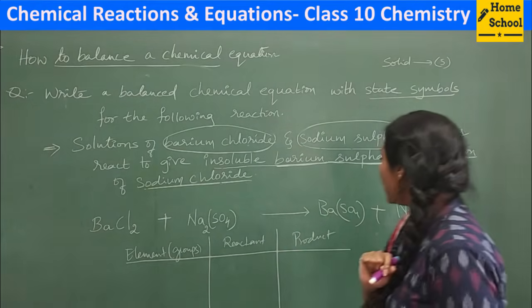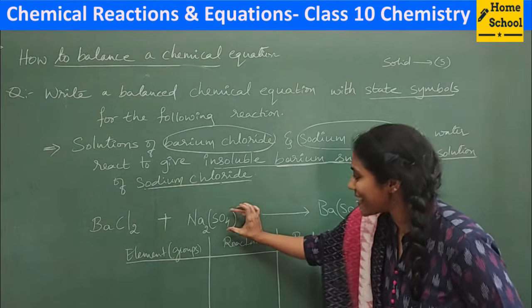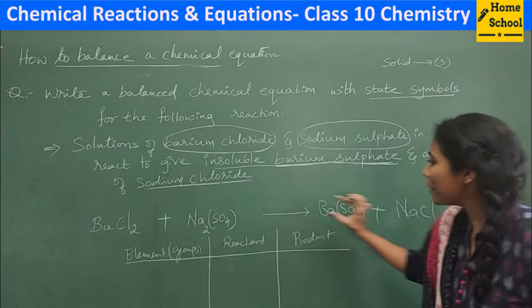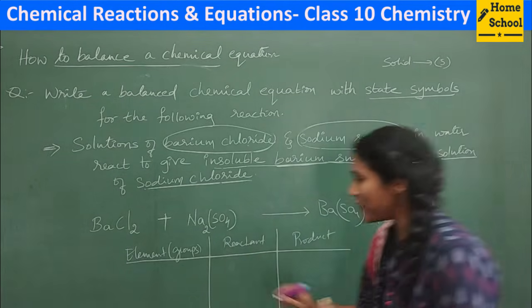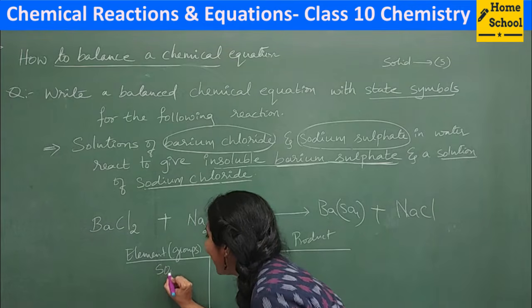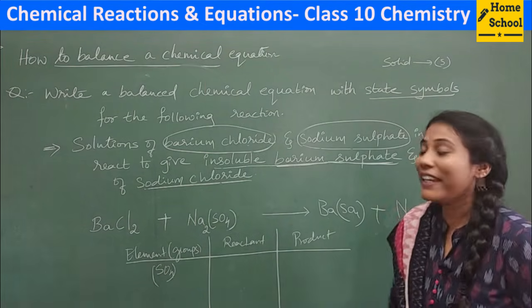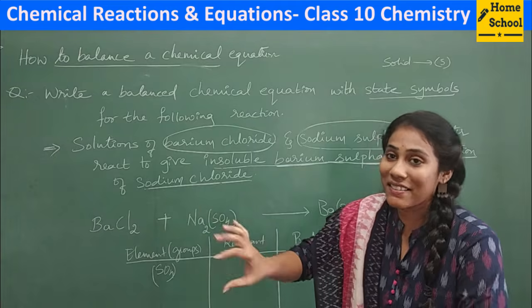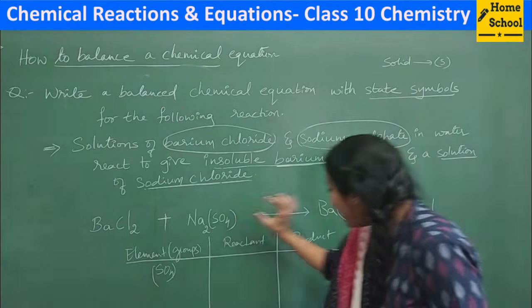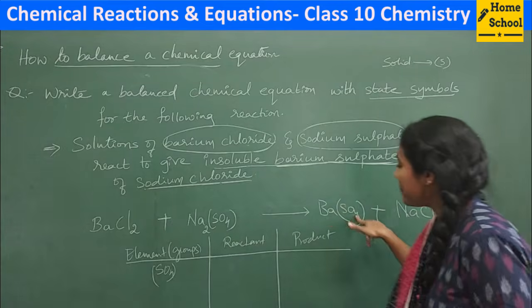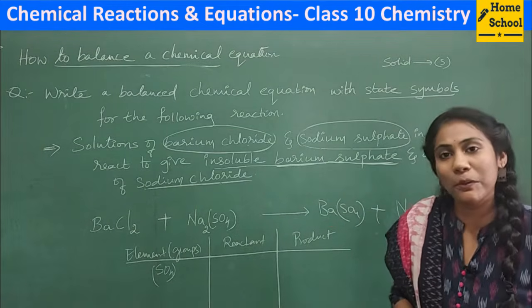Is there any polyatomic group? Yes, SO4 is a polyatomic group. It is there on both the reactant side and the product side. So you have to consider that as a group. Don't balance sulfur separately and oxygen separately. Consider them as a group when it is present on both the reactant side and the product side.